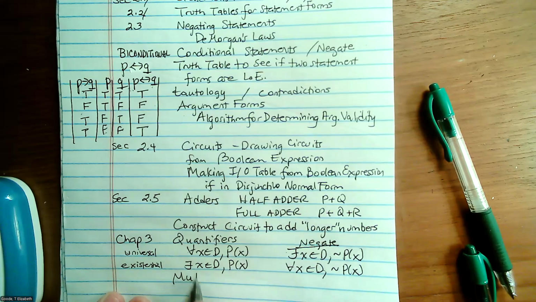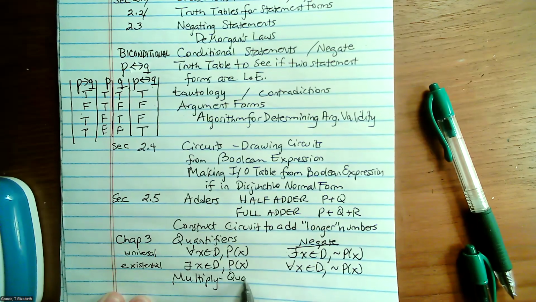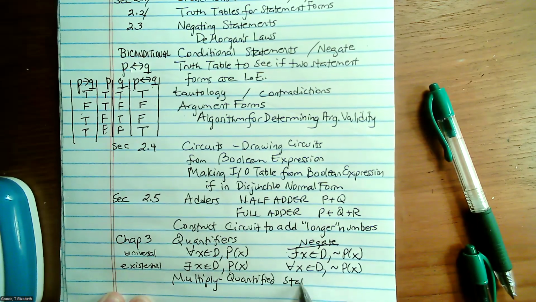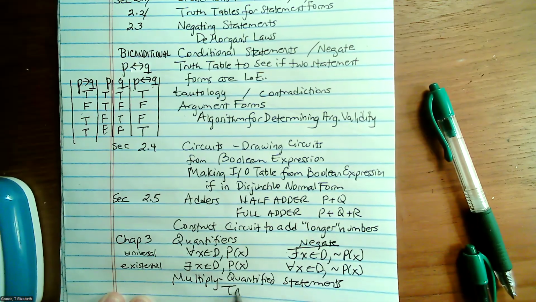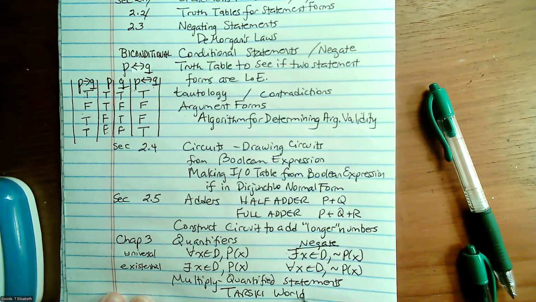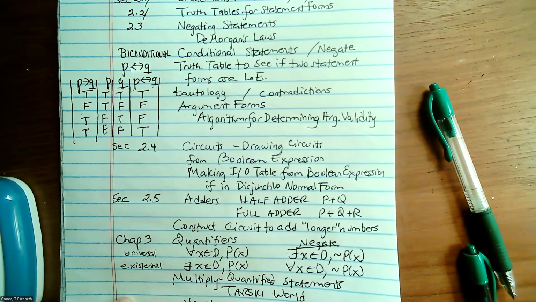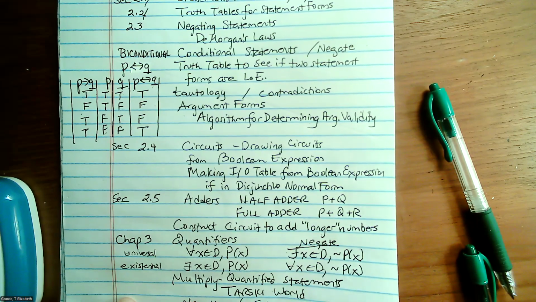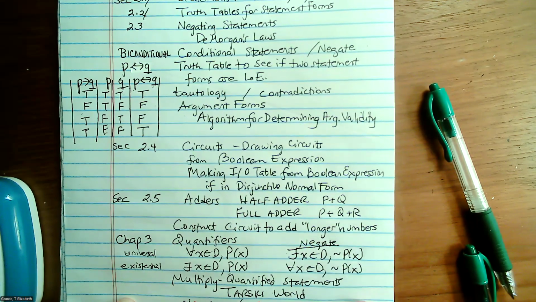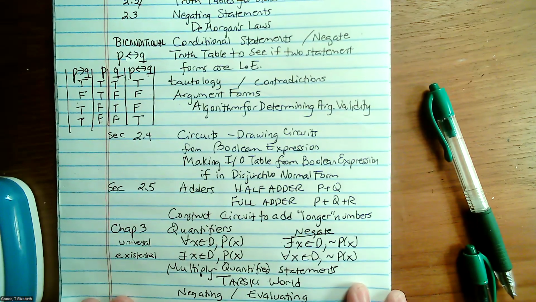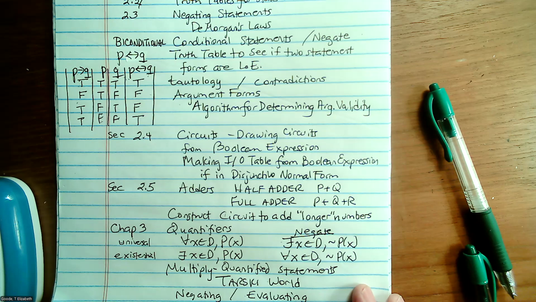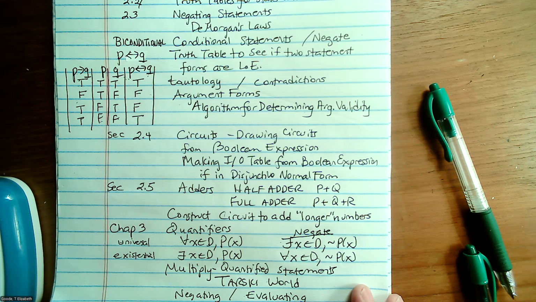Then we looked at multiply quantified statements. And we used our Tarski world as a way to practice negating and evaluating, understanding when a multiply quantified statement is true. That's kind of the short list of topics, but I think that's most of them. So if you have a particular topic that you're struggling with, we could work on it.